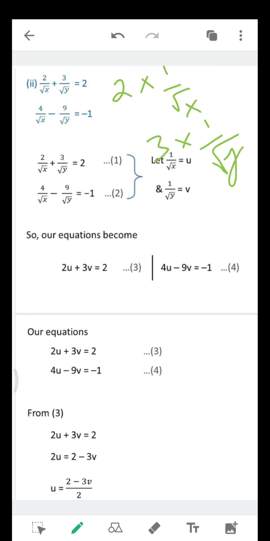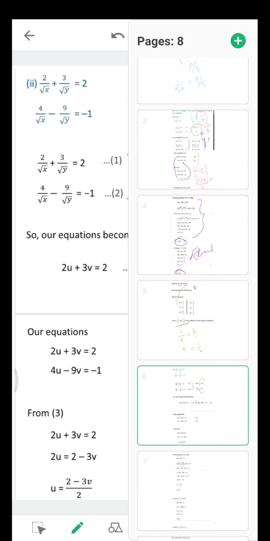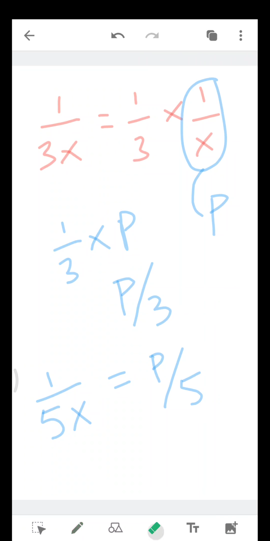Okay, so if here I assume, you can assume it as any alphabet. Okay, it's not compulsory to take u and v always, you can take it as p, q also. So here I am assuming let 1 by root x is u and 1 by root y is v. So this 2 by root x, okay, if I explain that again, let me explain here.